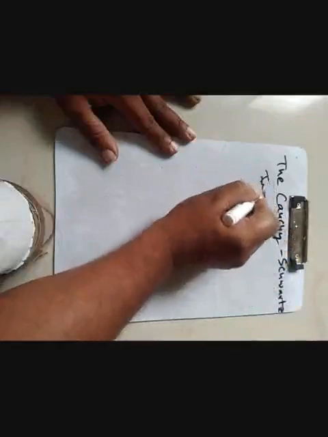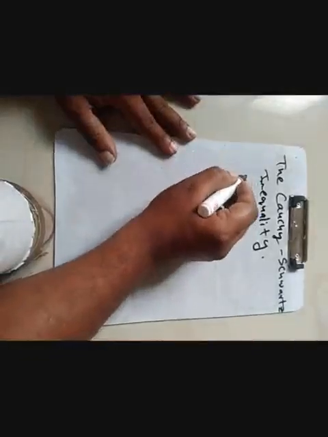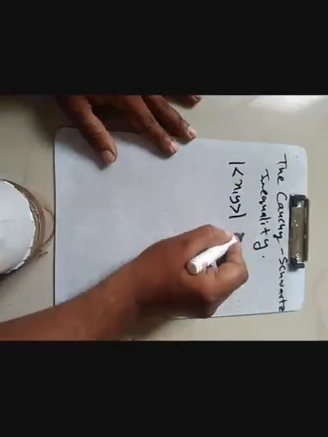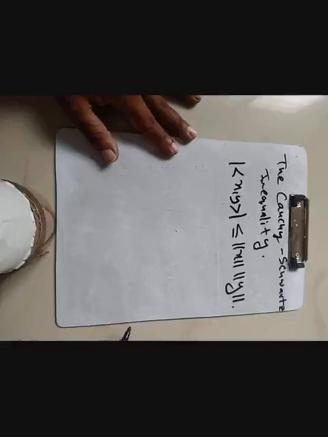The Cauchy-Schwarz inequality. If you have x and y, the absolute value of the inner product of x comma y is always less than or equal to the norm of x times the norm of y. So if you have a V which is an inner product space, then on V the norm is generated via the inner product.